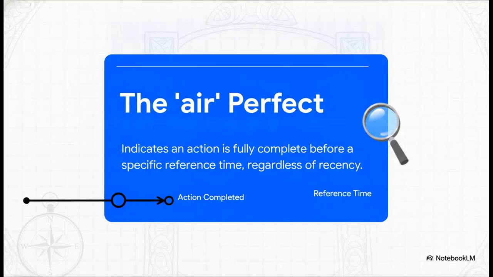Right, let's start with our foundational concept, the Gaelic perfect. Using the word air indicates that an action is fully complete before a specific reference time. But I want you to really notice that second half, regardless of how recently it happened. So, the absolute key takeaway here is that the air perfect is all about completion before a reference point. It is not about recency. It honestly doesn't tell us if the event happened 5 minutes ago or 50 years ago.